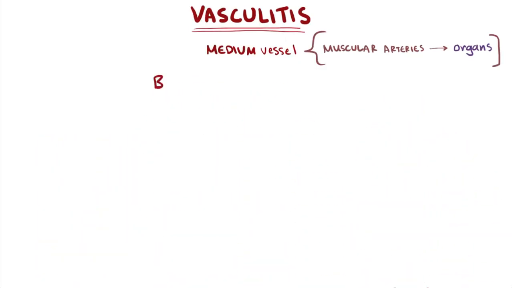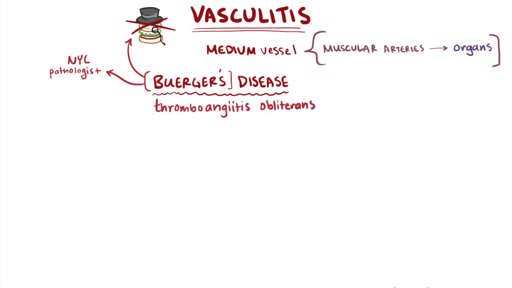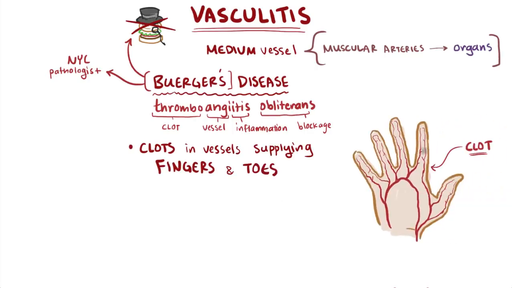Another medium vessel vasculitis is Berger's disease, named for a New York City pathologist, not a fancy hamburger. Its other name is thromboangiitis obliterans, which literally translates to clot vessel inflammation blockage. And as the name suggests, this vasculitis is notorious for causing blood clots in tiny arteries in the fingers and toes, which leads to ulcers and eventually dead tissue in these digits and eventually auto-amputation.